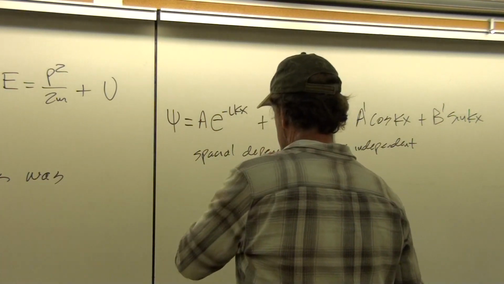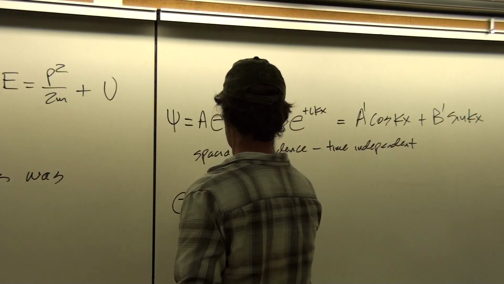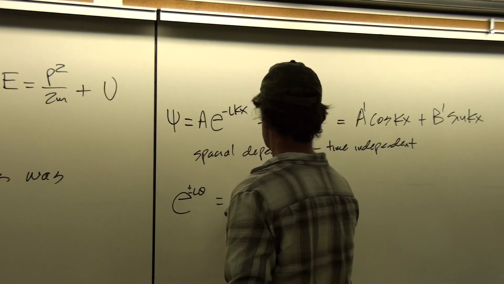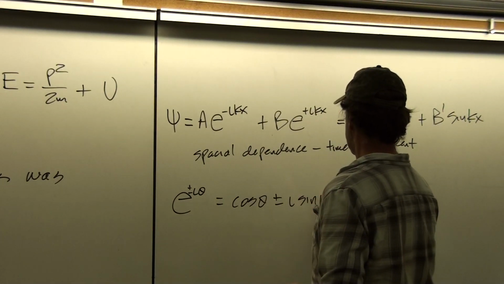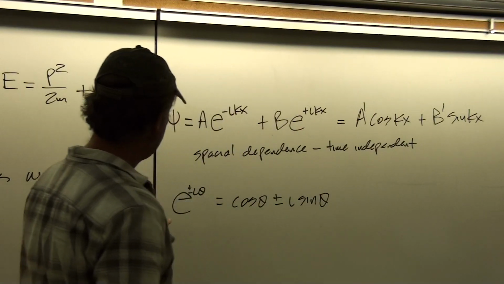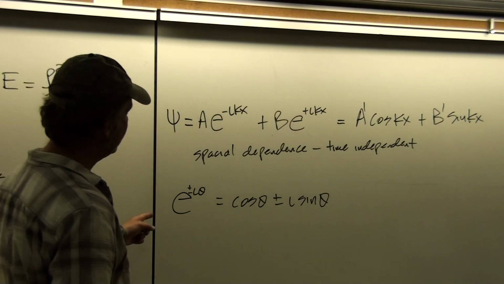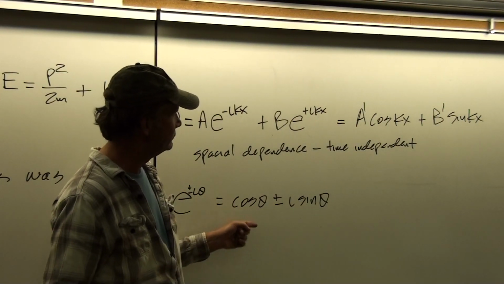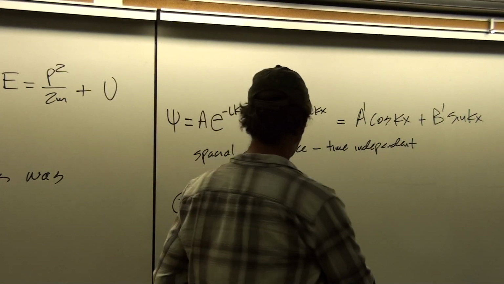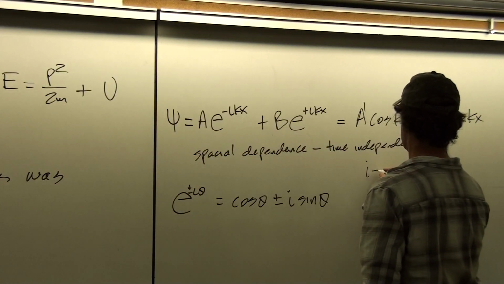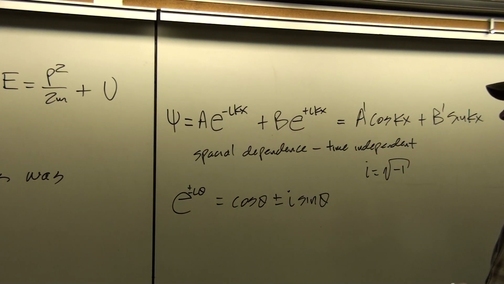Okay. So De Moivre's theorem shows us that e to the plus or minus i theta is equal to cosine theta plus or minus i sine theta. So this is a very powerful theorem, and it basically relates this complex exponential to a sum of sine and cosine functions, but it does it by means of imaginary numbers. So here i, of course, is the square root of -1.